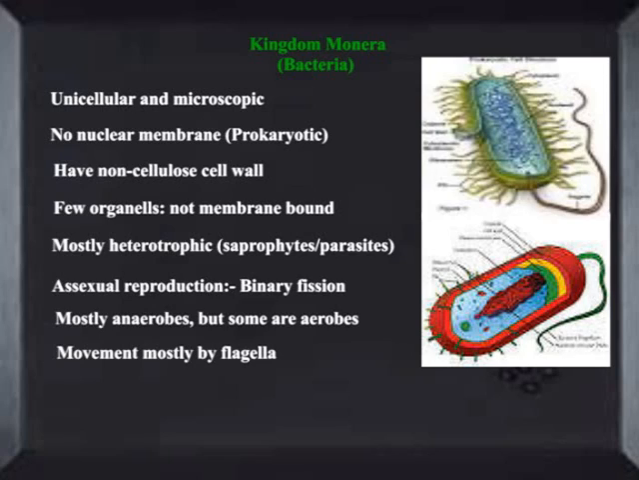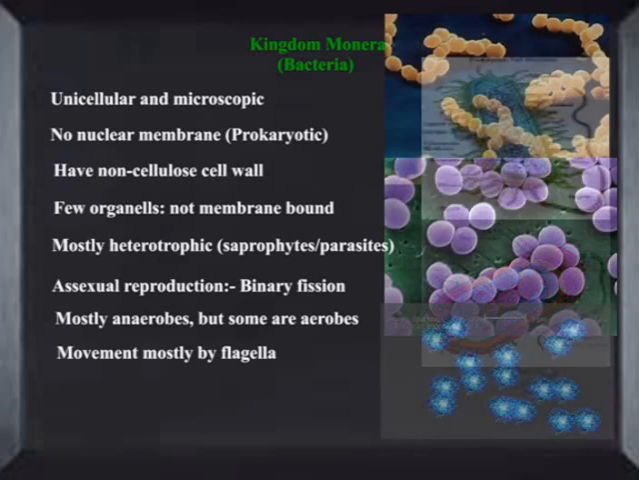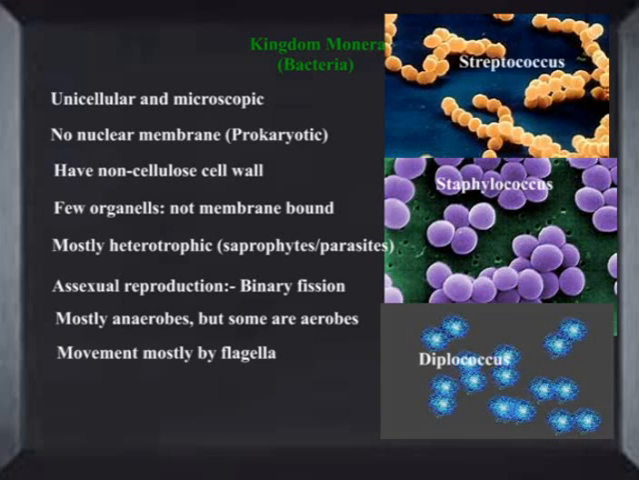Now, the clustering of different types of bacteria is shown on your screen. We have the Streptococcus, we have Staphylococcus, and we also have Diplococcus.